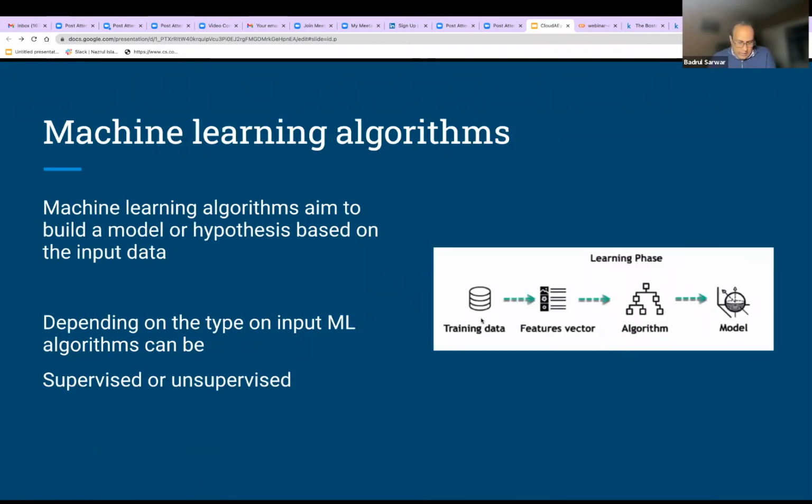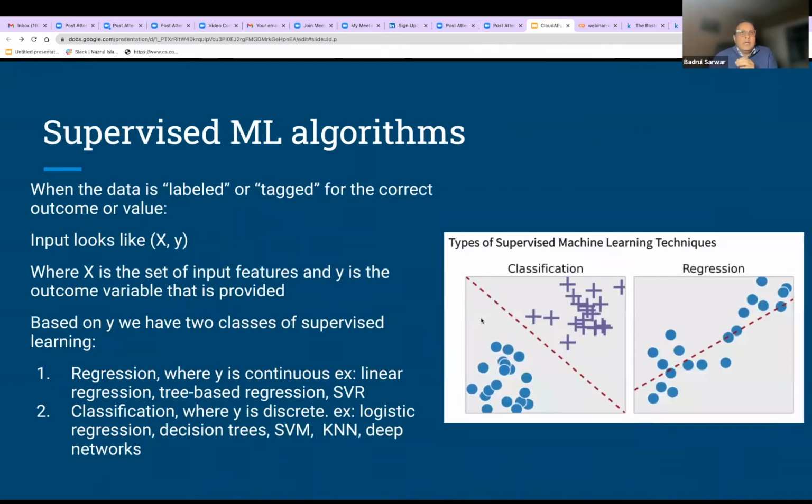Okay, now let's take a look at machine learning algorithms. When we say a machine learning algorithm, it actually means that we are building some sort of a model or hypothesis given training data. From training data, we extract something called feature vectors, and then we apply some algorithms. So when you say machine learning or deep learning, it refers to those algorithms. And ultimately, what we end up with is the model. And depending on the type of input that is given, or the training data that is given to the algorithm, machine learning can be of two types, supervised or unsupervised, where supervised machine learning is where the input is given like an X and Y, where X is the input feature and Y is a training label.